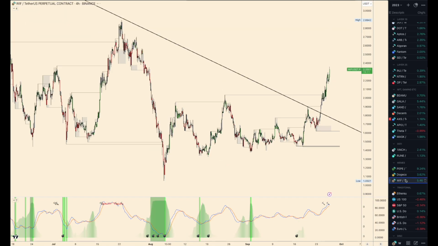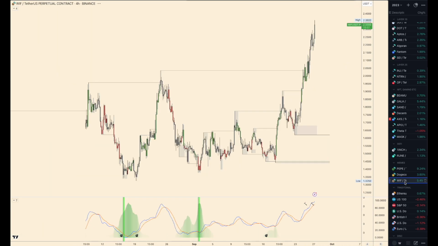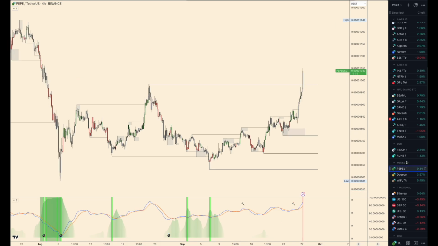You can see how most of these memes are moving exactly the same. The same goes for WIF, the same goes for Dogecoin. They're all moving the same way, right? So the market is sort of moving together.